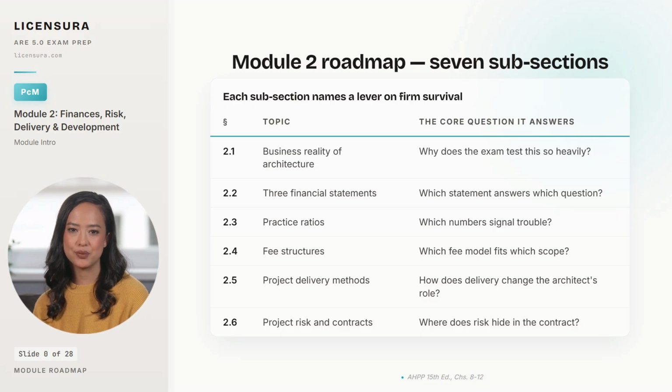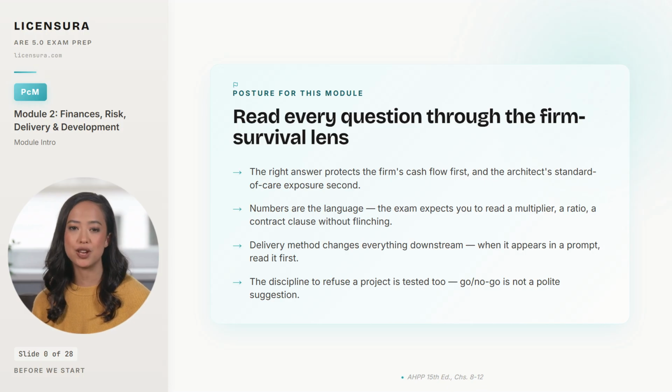One posture set before we open section 2.1. 4 things to hold in mind. First, the right answer protects the firm's cash flow first, and the architect's standard of care exposure second. Every other consideration is downstream of those 2.